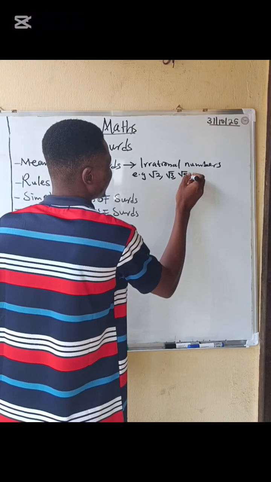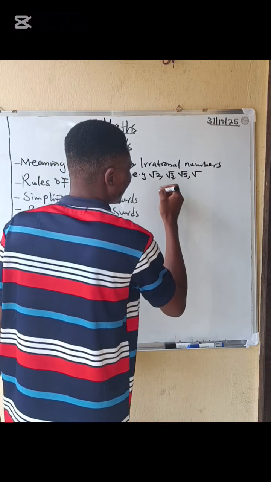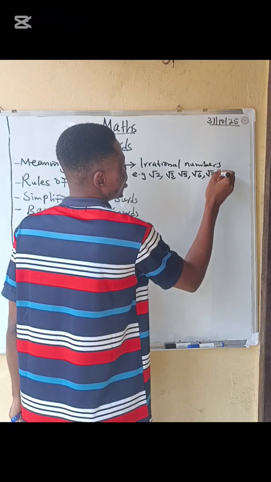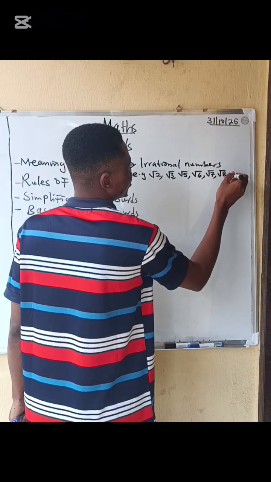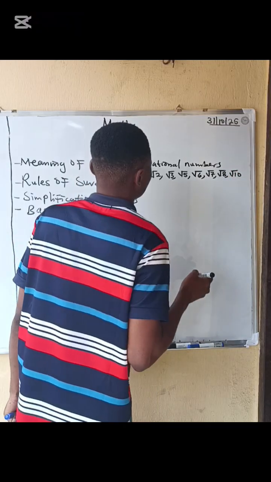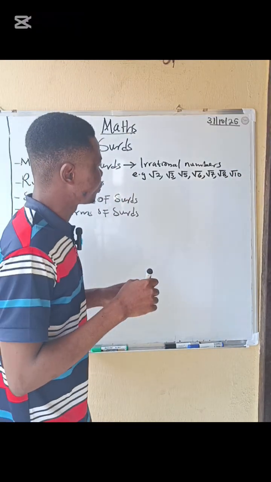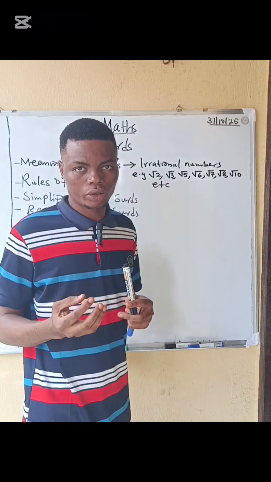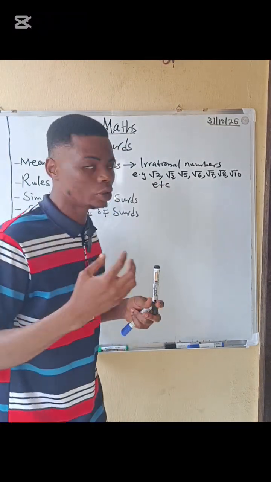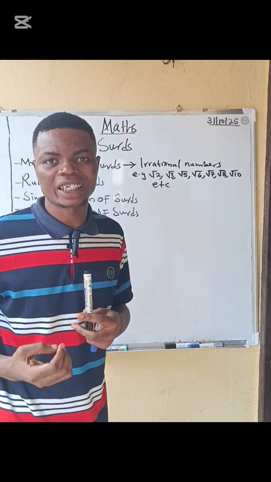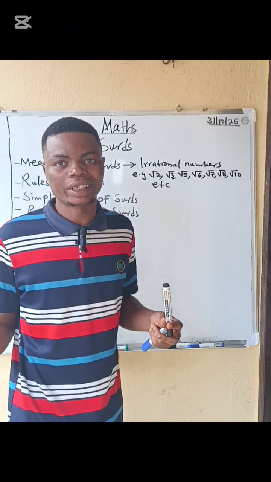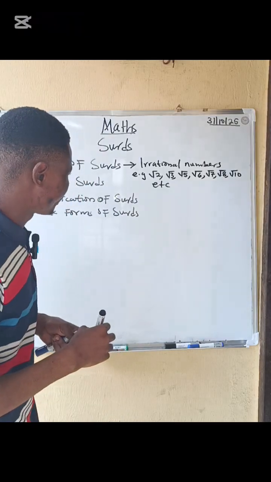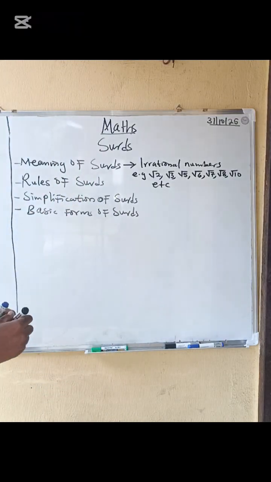root 5, root 6, root 7, root 8, root 10. All these numbers, etc., are what we call surds. So we can say that surds are those numbers which cannot be expressed as a ratio of two integers. So that is the simple meaning of surd. So let's look at the rules of surds.